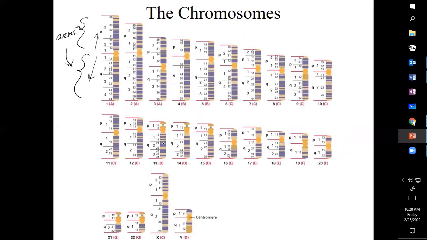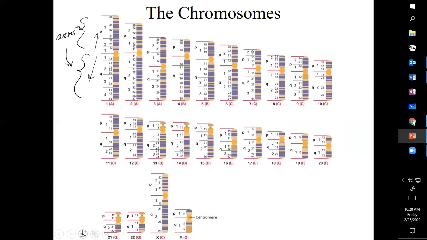If we look here, we can see 13. This is definitely an acrocentric. There's very negligible genetic information there, but there is a small P arm. This one here would be submetacentric. I would call this one metacentric, this one metacentric. So that's how we refer to chromosomes based on the position of their centromeres.